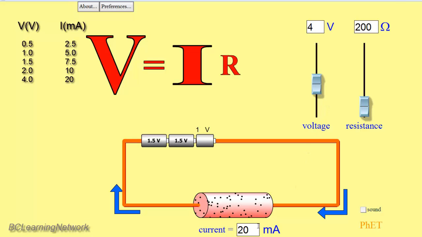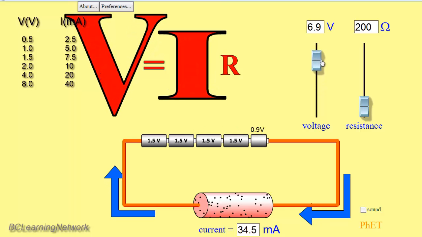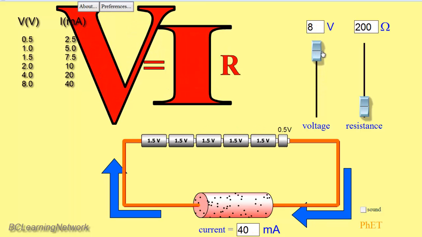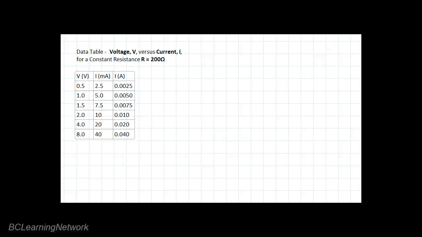So at 8 volts, we would predict it to double again to 40 milliamps. And lo and behold, 8 volts is 40 milliamps, and notice my diagram. Large voltage, large current. Resistance is not changing. So let's take a look at our data table now and see what we can come up with.